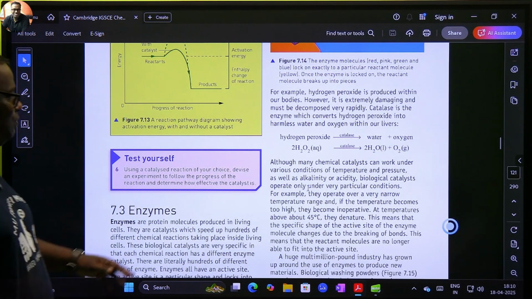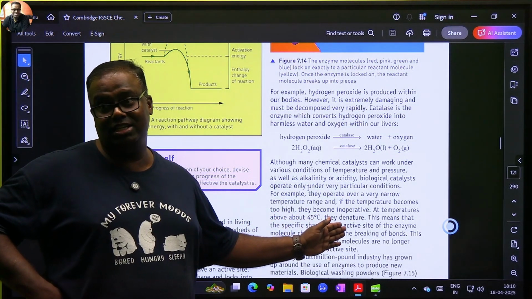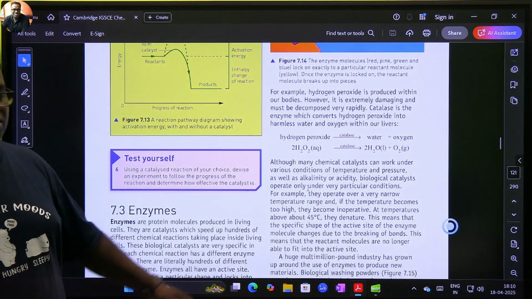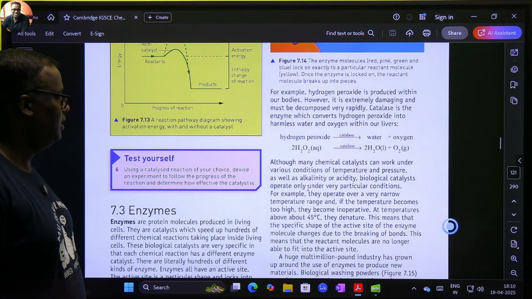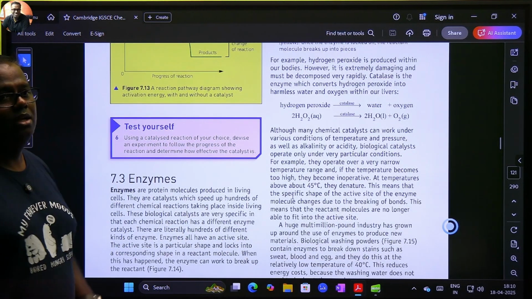Okay, so let's go further. If the temperature goes around 45 degrees, they denature. So we use this word, 45 degrees. There will be some questions which will come on that. This means that the specific shape changes. Now, what is denature? Denature means the jigsaw puzzle.